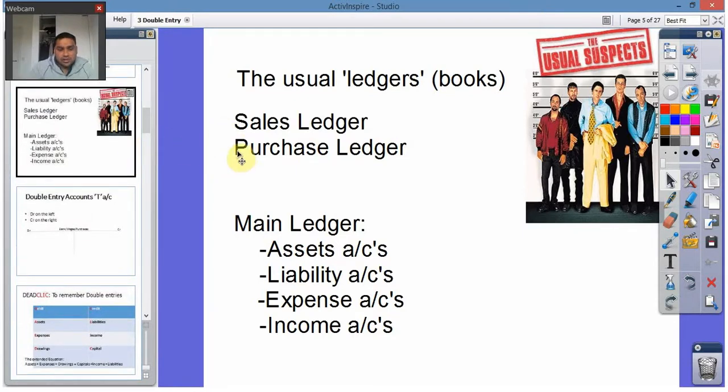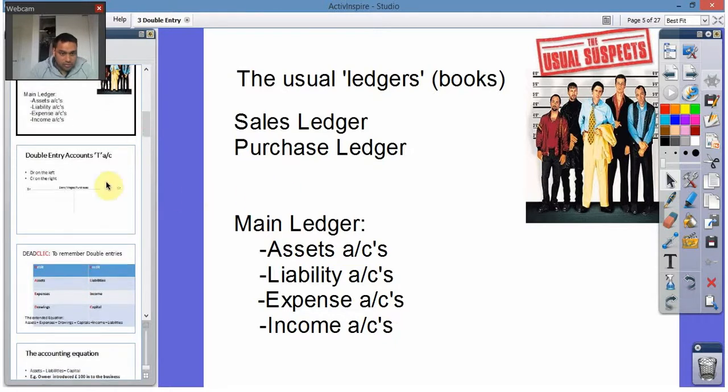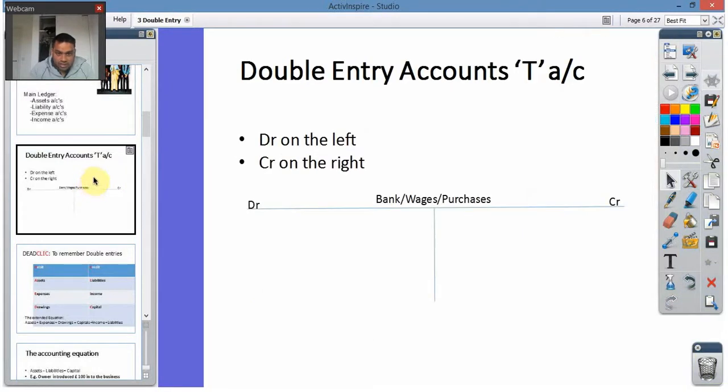So we've got the sales ledger, the purchase ledger, and the main ledger. The main ledger is basically all the accounts, the T accounts in your accounting system. So you might have a motor vehicles account, an account for buildings, etc. Liabilities, you might have a bank loan account, trade payables, expense accounts, so wages, any other purchases, any other expense accounts like that. Income accounts, such as sales, other types of sales income, revenue income and other income, miscellaneous income.